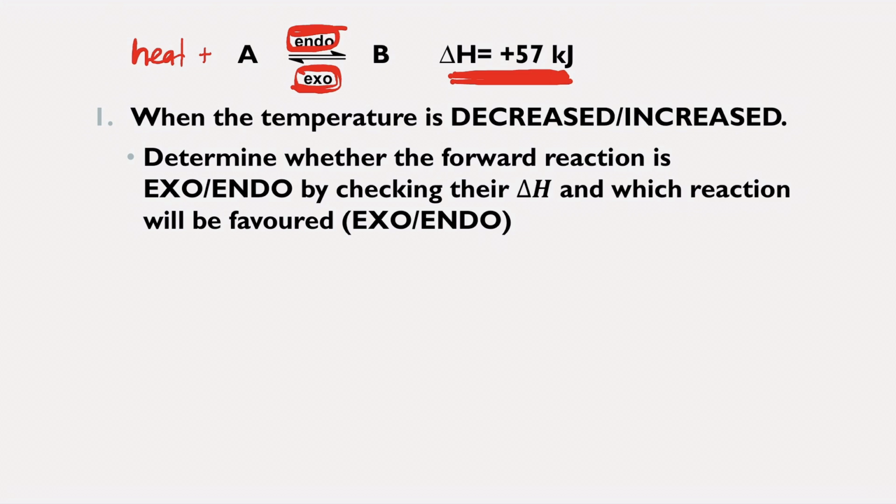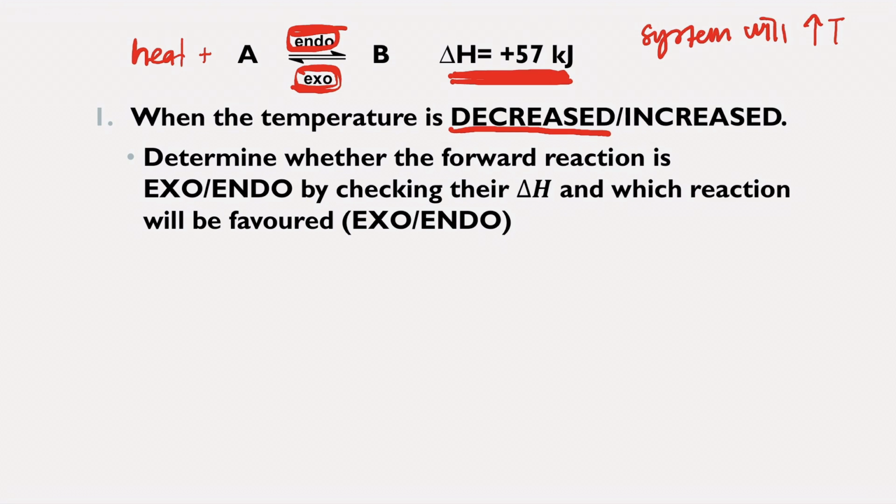So let's pick a situation, okay. So when the temperature is decreased, for example. So this is your disturbance. Temperature decrease. Okay. So then, what will your system do? The system will want to increase your temperature, right? Okay.